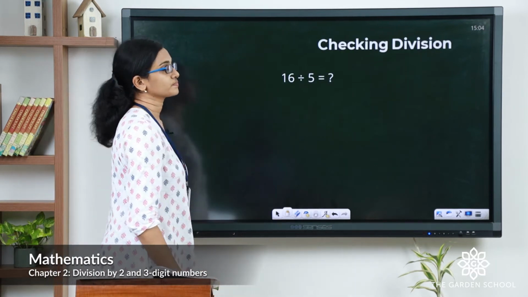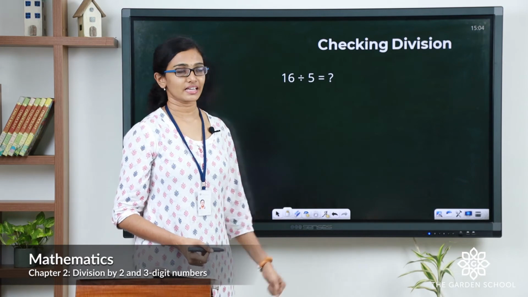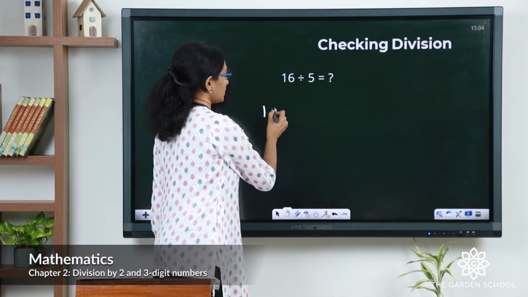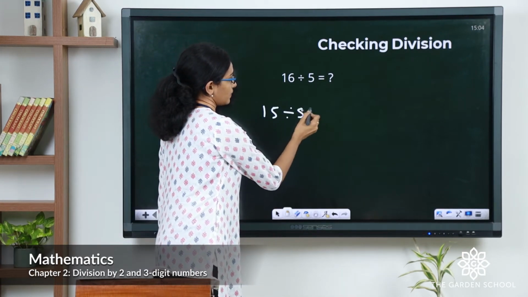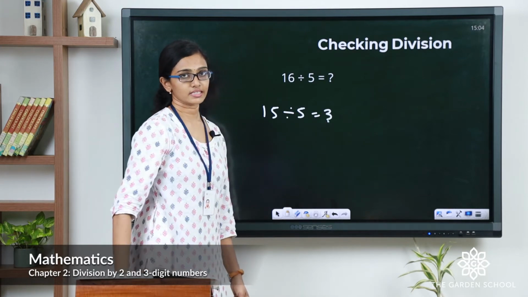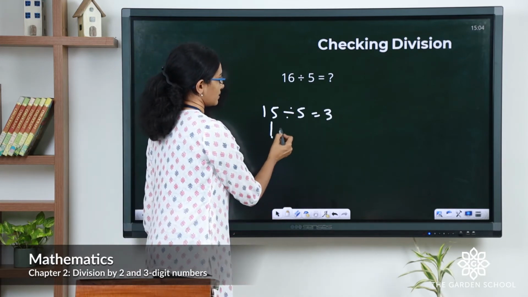Now, here is one more simple example. We know 15 divided by 5 equals 3. We have seen that example. Now, what about 16 divided by 5?